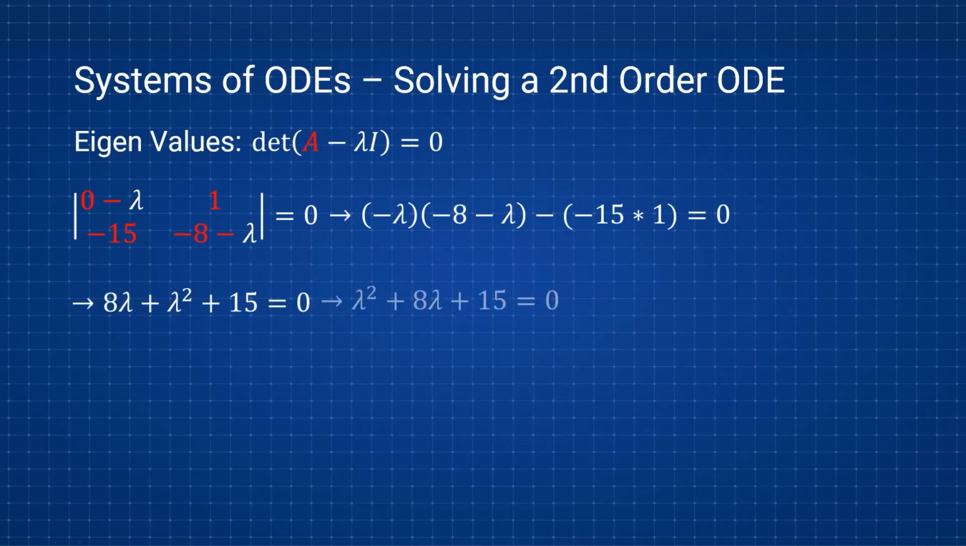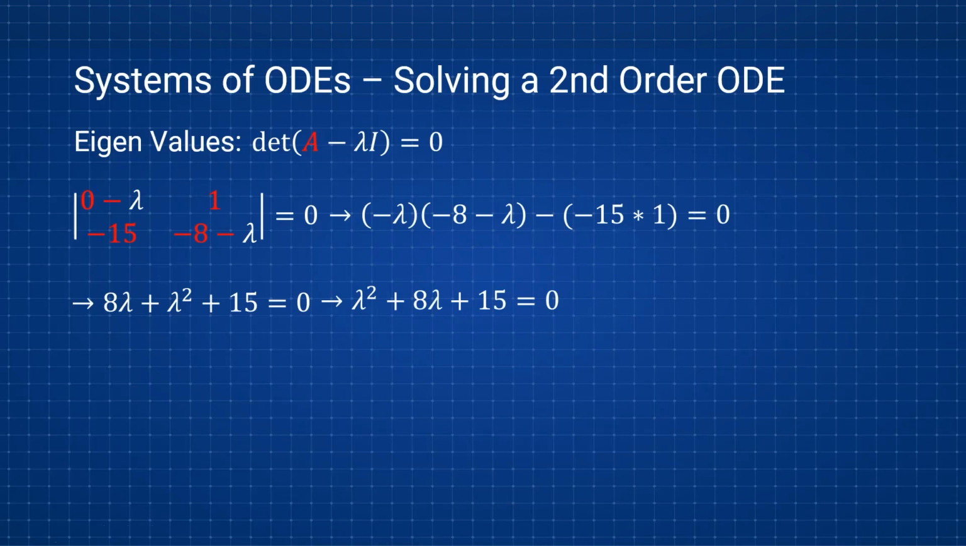If I just rearrange, my equation becomes lambda squared plus 8 lambda plus 15 equals 0. Whenever you're breaking a second order ODE, you know you're doing things right, because this looks like the characteristic equation of the equation you started with. If that's the case, then you are doing a good job. This only applies whenever you're breaking a second order ODE.